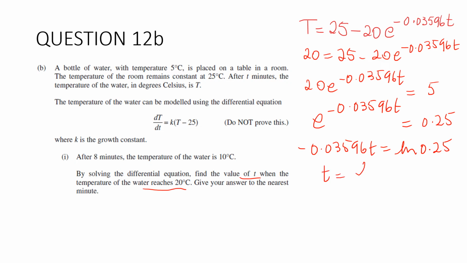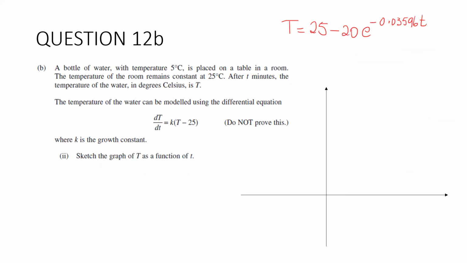T is equal to ln 0.25 divided by negative 0.03596, which equals 38.55. What is this in minutes? Give your answer to the nearest minute. So 38.55, nearest minute, is 39 minutes.